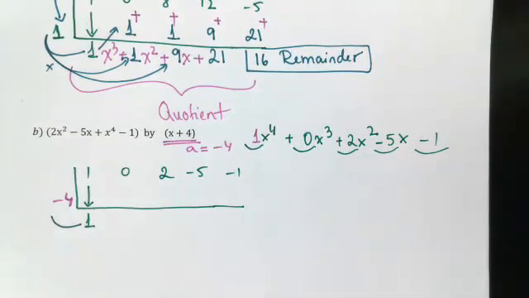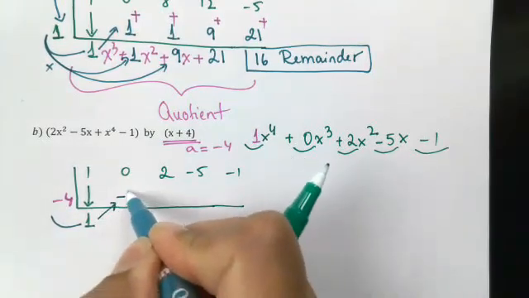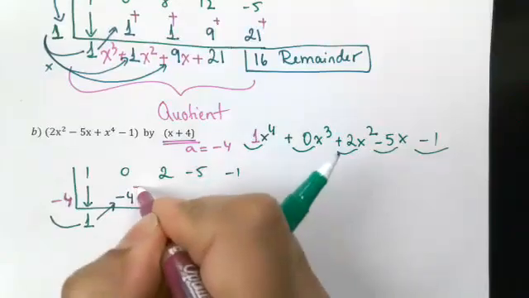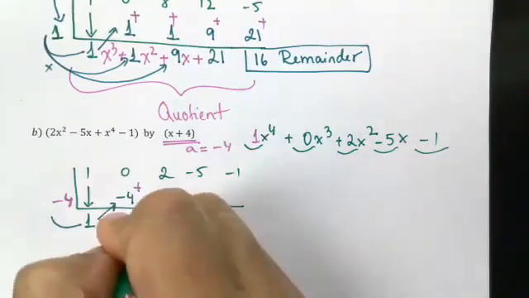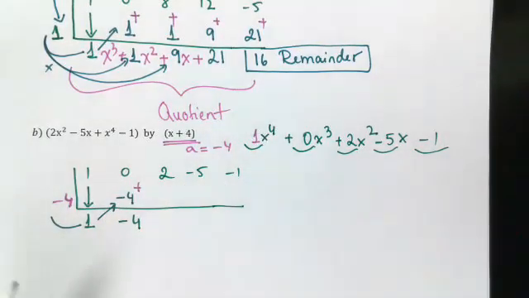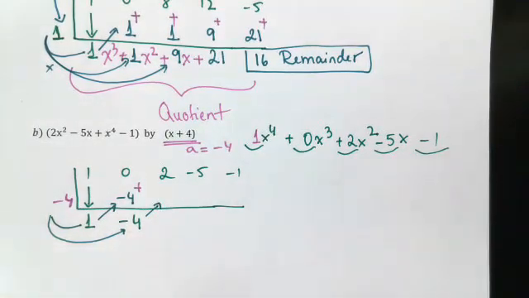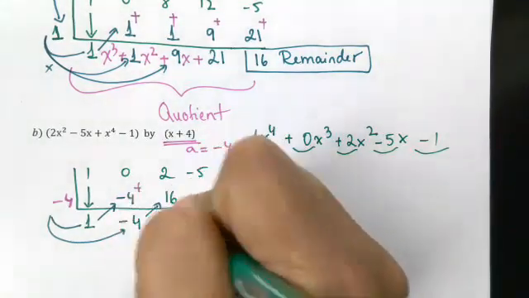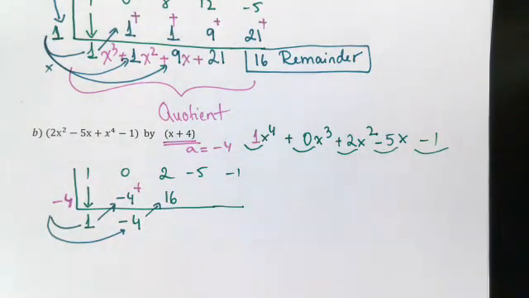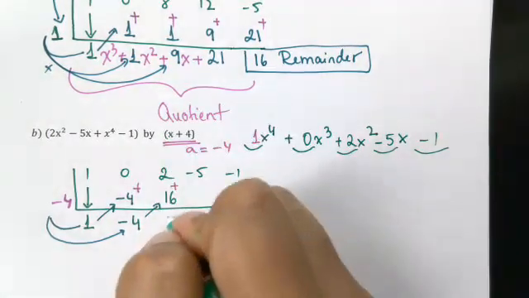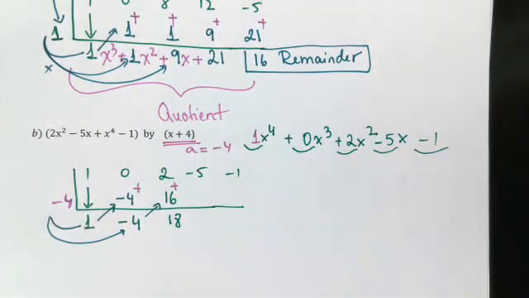Negative 4 times 1. The answer is negative 4. Add vertically. So negative 4. Negative 4 times negative 4 is positive 16. Positive 16. And then we're going to add vertically. We get 18.